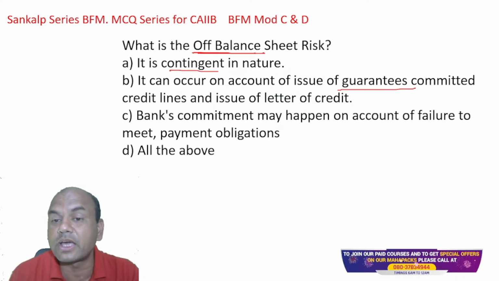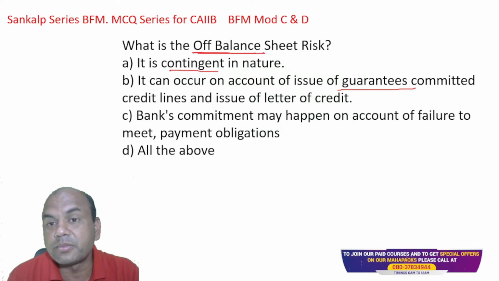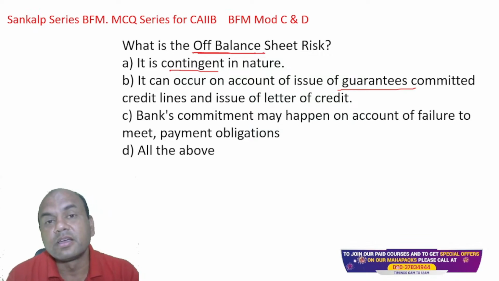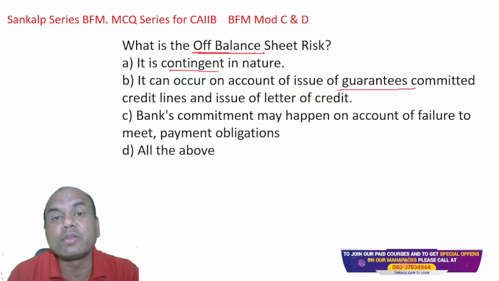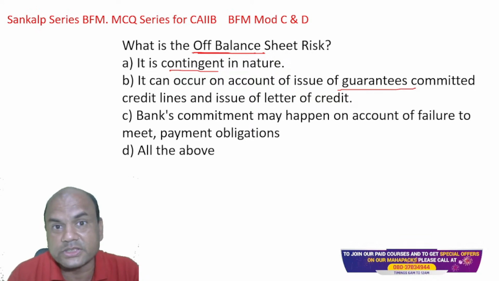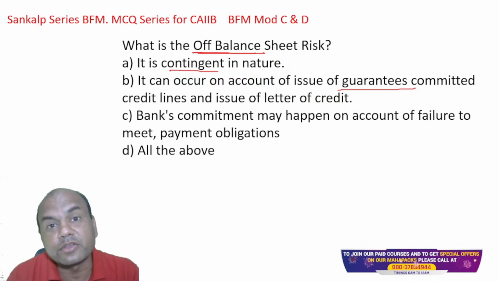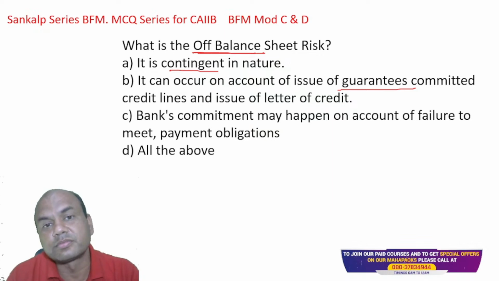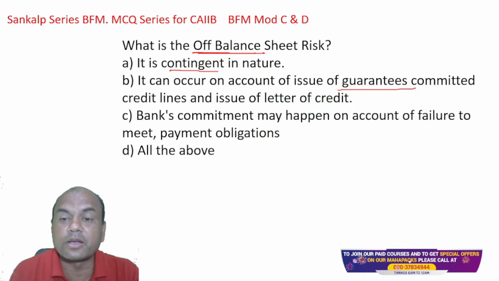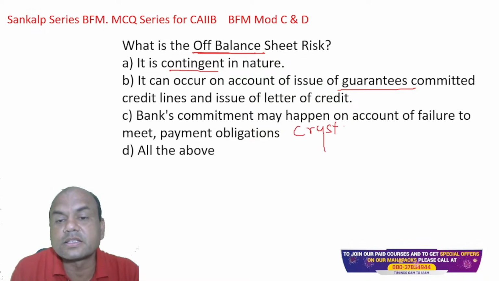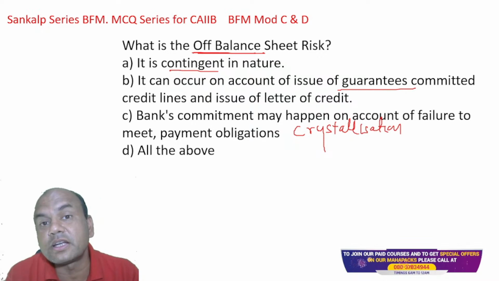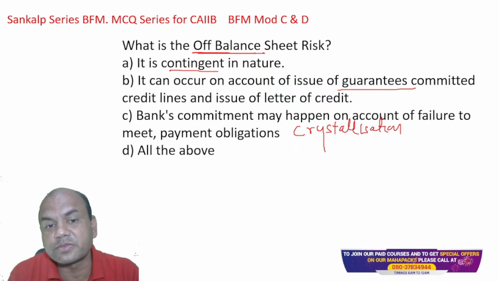When I issue a guarantee, what does it mean? I'm telling somebody, if this guy doesn't work, I will pay you whatever your losses are. So if this guy doesn't work, I'll have to pay it. That's why it may get converted into cash, and this is known as crystallization. Crystallization means converting the contingent liability into a real liability, meaning a cash flow liability.